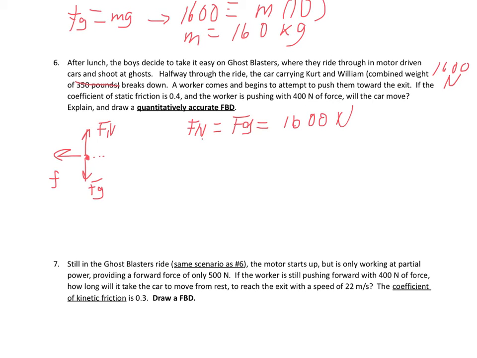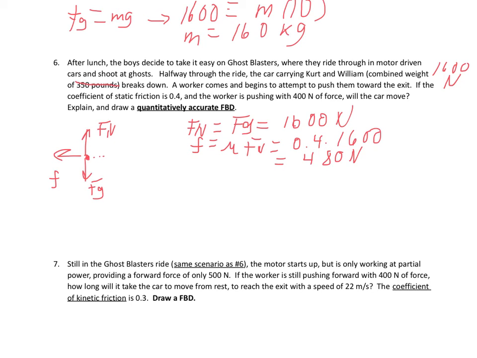Now we can use our friction formula. Friction is mu times Fn, and that's going to give us 0.4 times 1,600, which gives us 480 newtons. And again, I'm using different numbers than what was perhaps on the exam, so this is actually good. It'll force you to kind of review the problem with the different numbers.